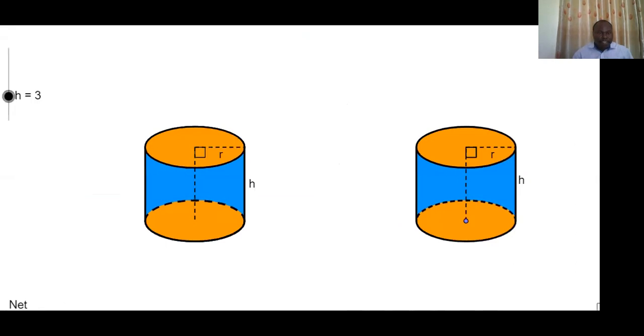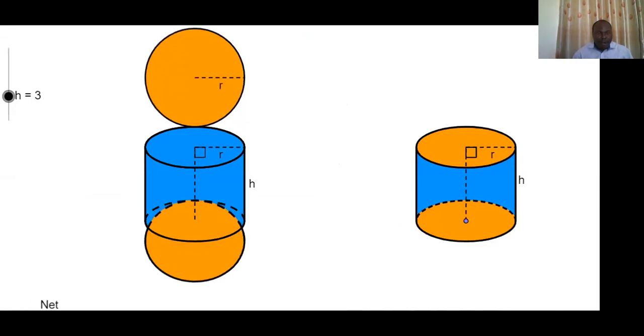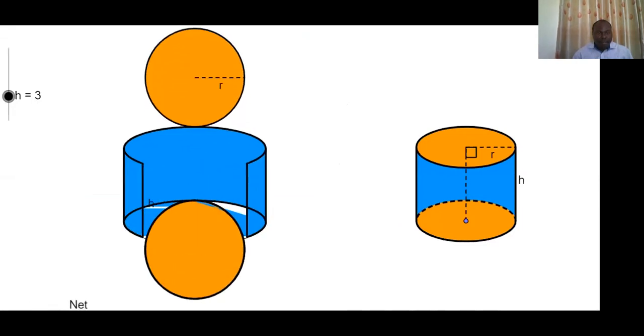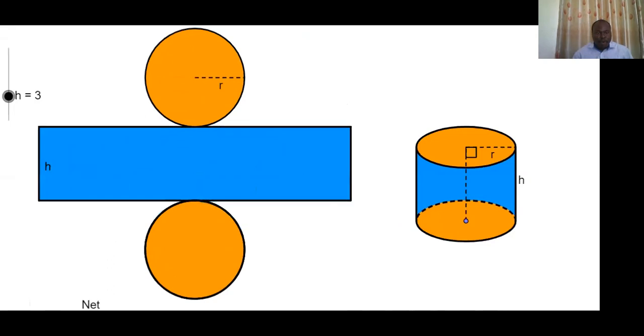Open that 3D shape, that is a cylinder, we'll be getting what we call a two-dimensional shape or 2D shape, which we call a net. So this is a net of a cylinder. A net is a two-dimensional shape, which when closed, gives a three-dimensional shape.